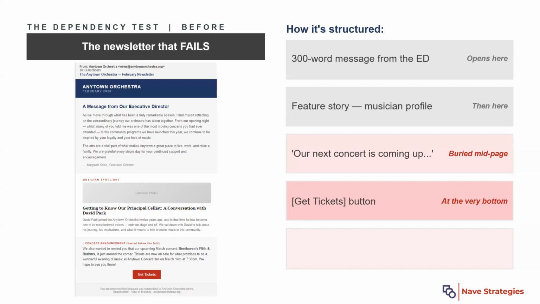The newsletter that fails the dependency test looks kind of like this. It opens with a 300-word message from the executive director about the meaning of the season. Then there's a feature story about a musician's personal journey. Then somewhere in the middle, there's a paragraph that mentions the next concert is coming up. And at the very bottom, there's a button that says get tickets. The open rate is pretty decent, but the click-through rate on the ticket link is under 2%. Most people read the newsletter and close it out feeling vaguely warm about the organization, but 0 of them would change their ticket buying behavior if that newsletter stopped arriving.